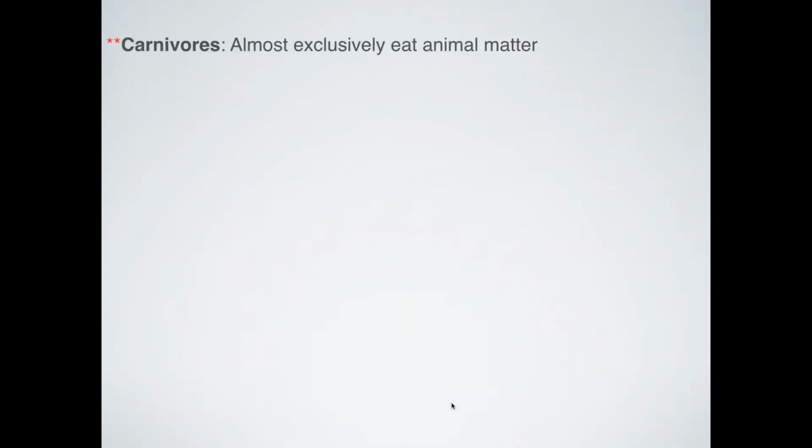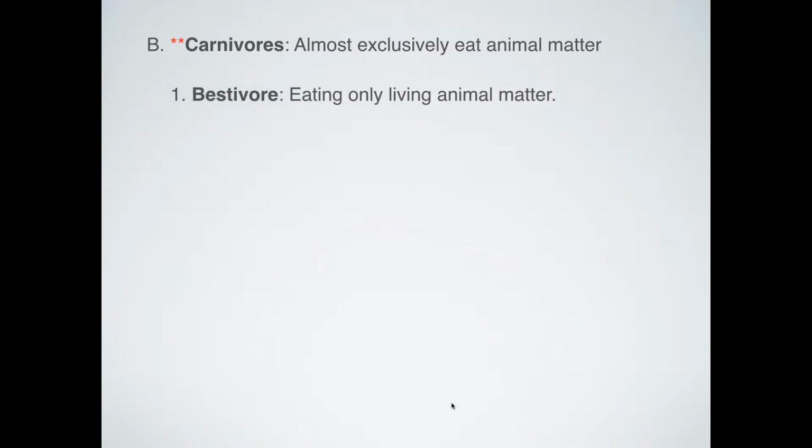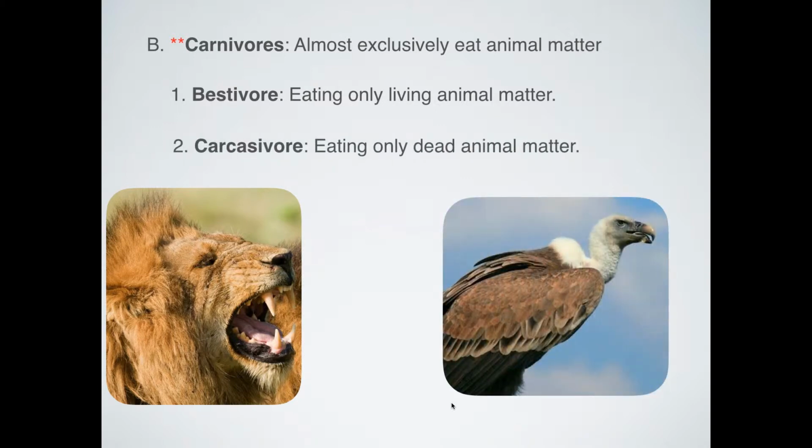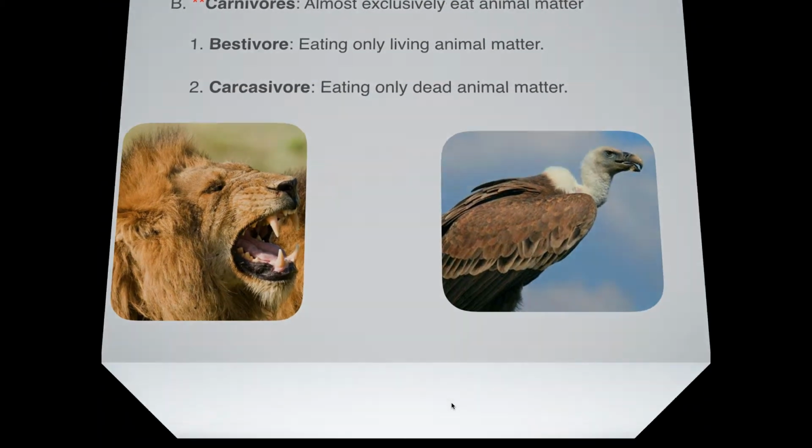All right. Carnivores almost exclusively eat animal matter. You're probably aware that occasionally they'll eat grass or something else. Just because they eat a little bit of that does not make them omnivores all of a sudden. So almost exclusively eating animal matter makes you a carnivore. Bestivores eat only living animal matter. Lions are a good one for that. Carcassivores eat only dead animal matter. Vultures are a good example of that.